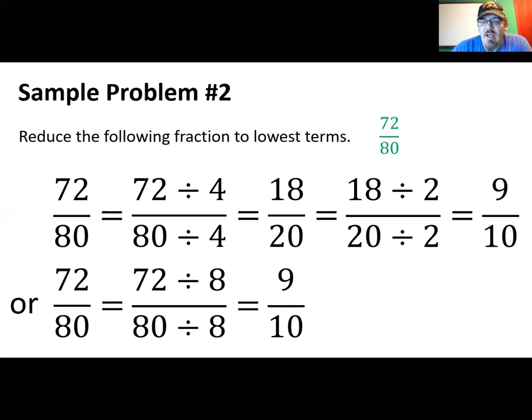It doesn't really matter how many steps it takes you to get from the original to the reduced fraction, as long as you get there. If you can do it in one step, that's the quickest, but if it takes you several steps, that's totally fine as well. Regardless, our final answer is 9/10. When all said and done, the reduced version of 72/80 is 9/10.